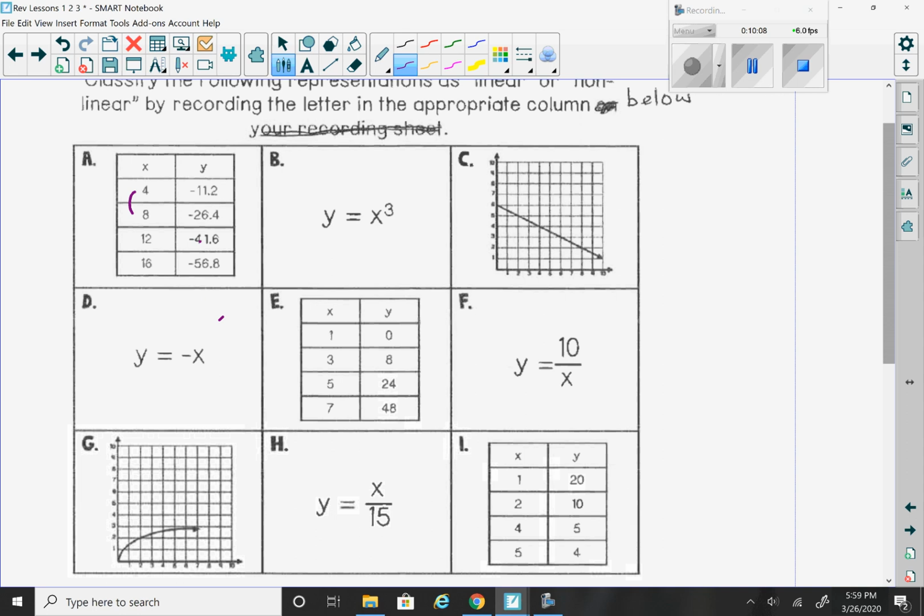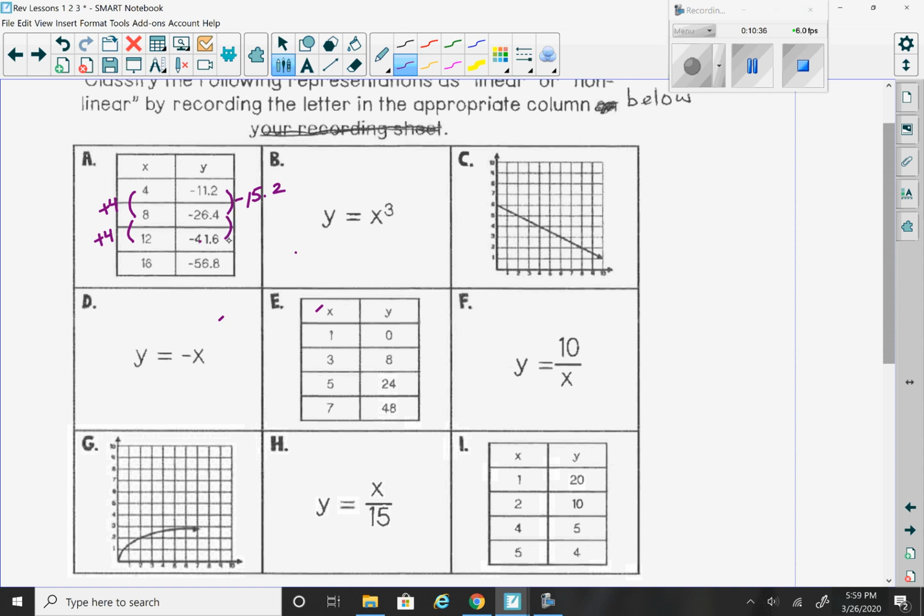If I go from 4 to 8, that goes up by 4. If I go from negative 11.2 to negative 26.4, I'm going to have to pull out my calculator. So I pull out my calculator and subtract those two values to see what I come up with for their difference. So when I subtract them, I get negative 15.2. So this went down 15.2. If I go from 8 to 12, that again goes up by 4. 12 minus 8 is 4.